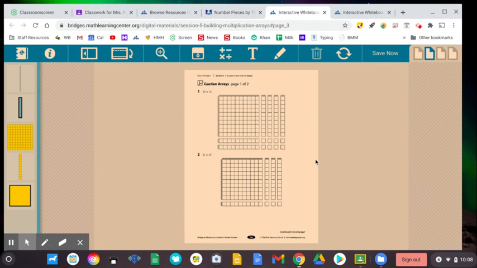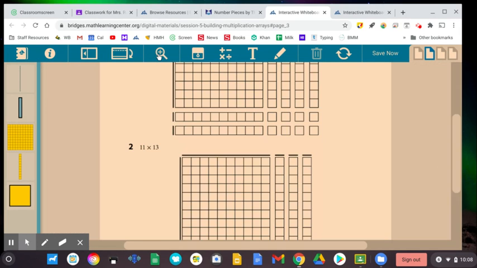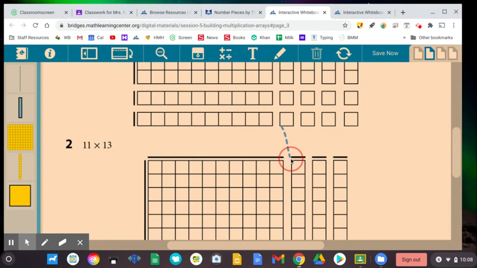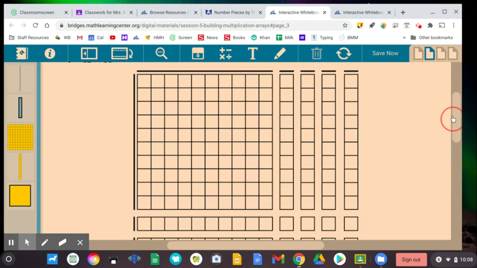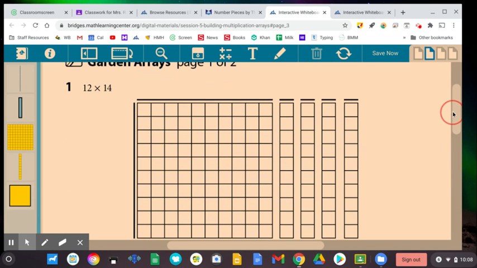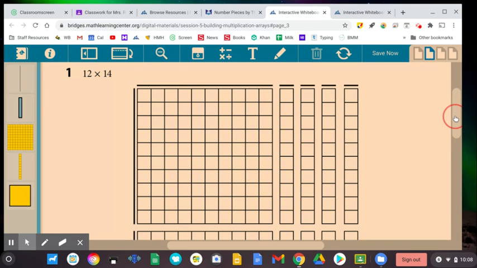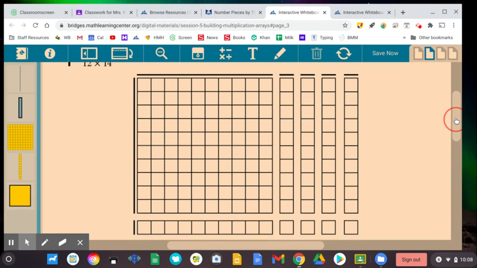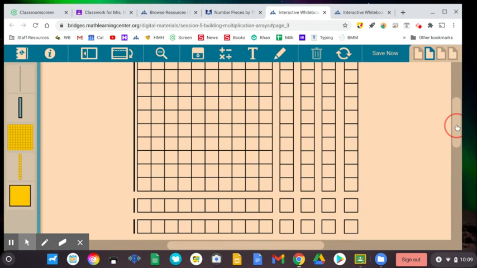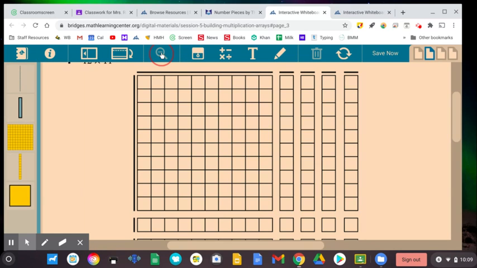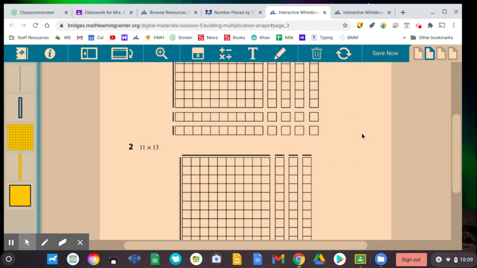Now, continuing to work on this, these are already pre-made. So let's zoom in on this. And here is our first array. Looking at these garden arrays. Let's see if I can get it all to show. Oh, it doesn't quite show at that magnification. So we'll have to go right here.